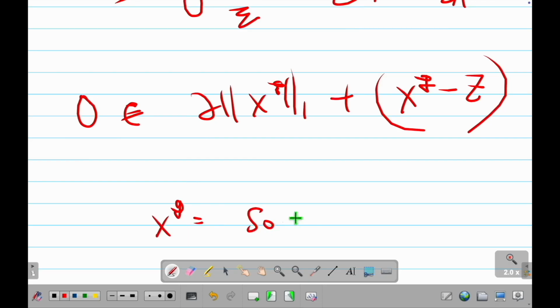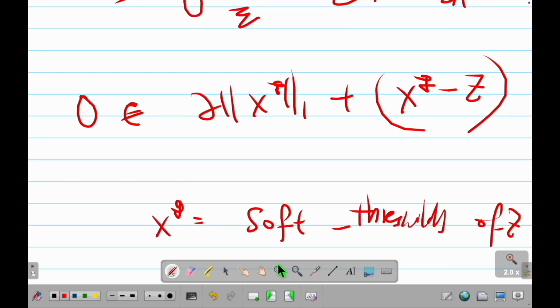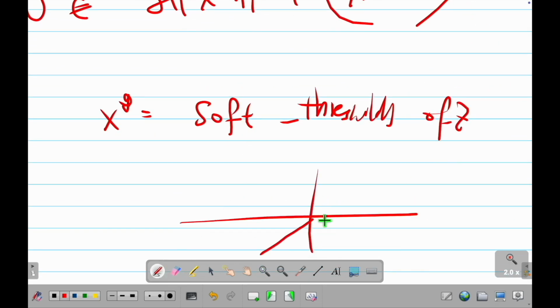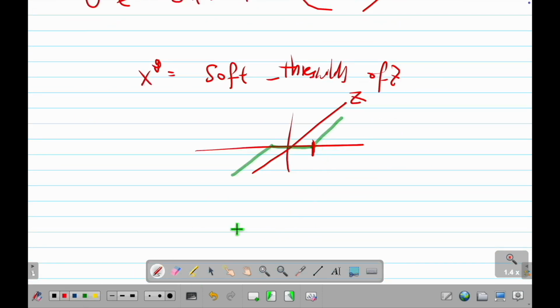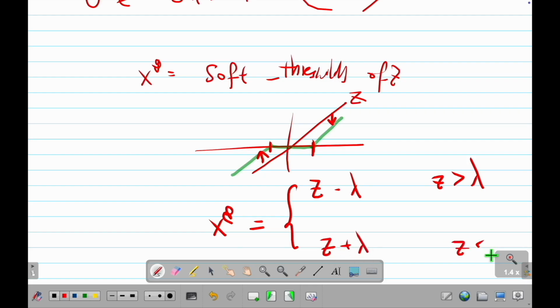x star is called the soft thresholding of z. In other words, it will be something like this. This is my z, y equals z. This thing is funny. The x star will be what? If my z is too big, I move it down. So it will be z minus lambda if z is larger than lambda. If z is smaller than negative lambda, I move it up. So z plus lambda if z is smaller than negative lambda. Everything else in the middle is 0.